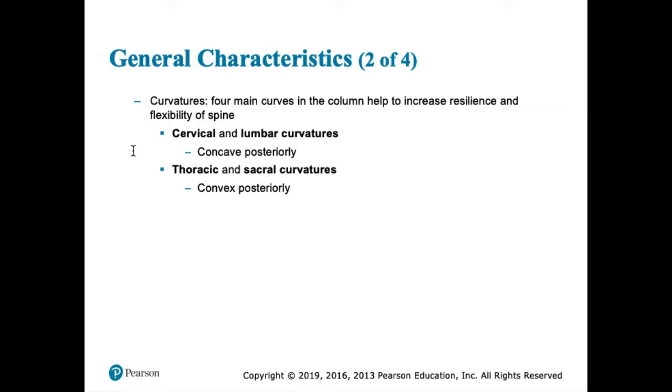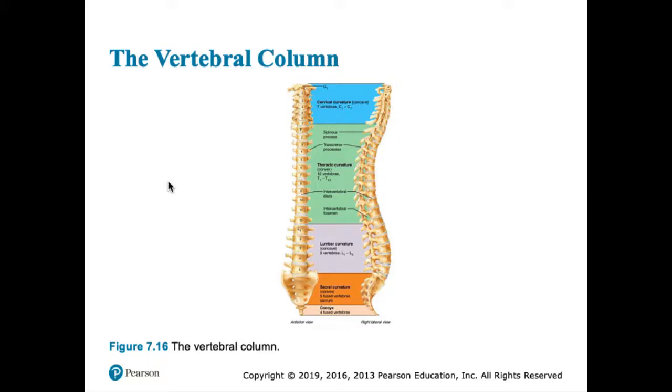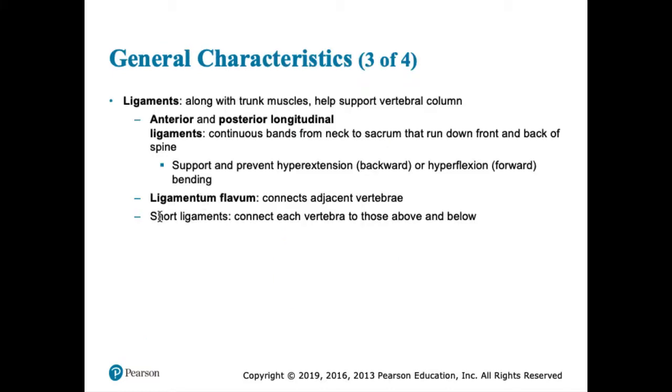The 4 main curvatures in the column help to increase resilience and flexibility of the spine. We have the cervical and lumbar curvatures, which are concave posteriorly, and then, of course, thoracic and sacral, which are convex posteriorly. So you can see that vertebral column and those sections of it, so make sure you're memorizing each one of those.